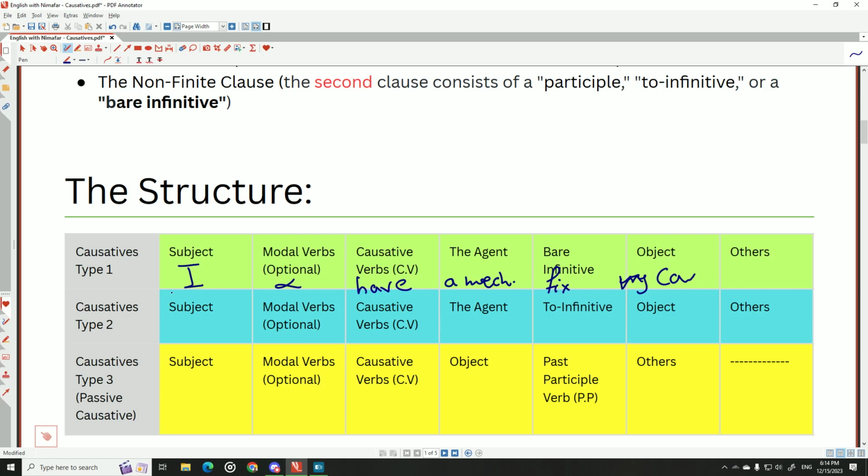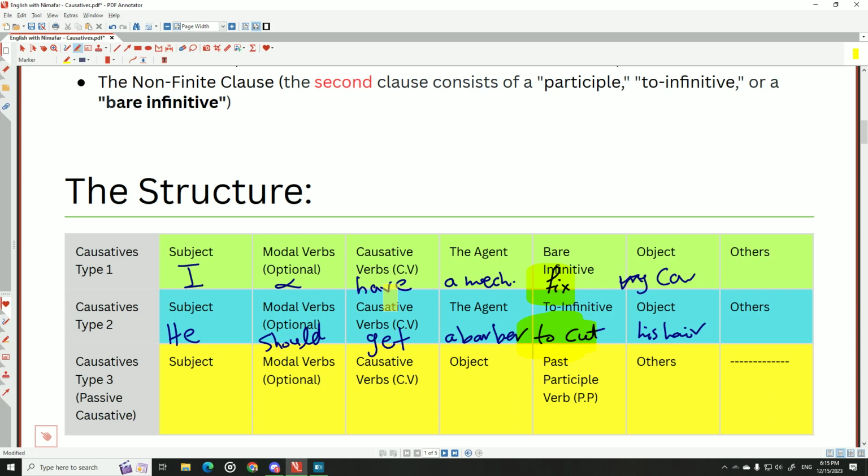Causative type 2. Subject, again, let's say he. Modal verb, okay, I want to say should. It's up to me. Causative verb, let's say get. Now, as your friend said, barber. To-infinitive, to cut. Object, his hair. He should get a barber to cut his hair. The difference, as you can see, is here. Fix, what? To cut. Okay, so I will tell you which verbs can be used with the bare infinitive and which cannot.